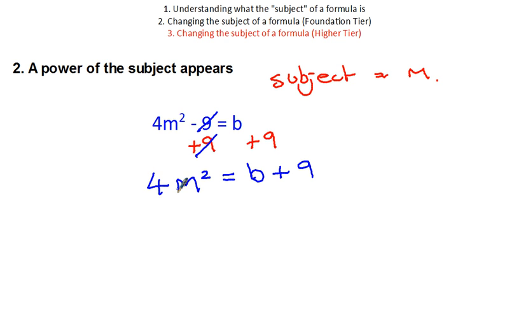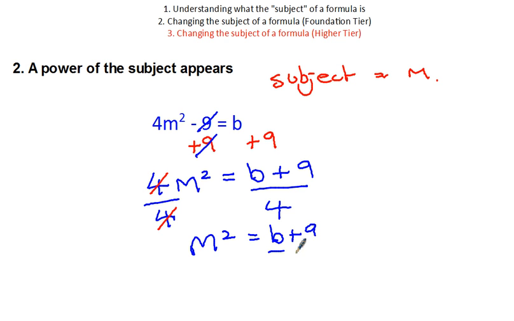So now we want to get rid of this 4. The 4 is currently multiplying the m squared. The reason we don't get rid of the squared first is because the squared isn't squaring the 4, it's just squaring the m. So we divide by 4, divide by 4, and then these will cancel as usual. So we have m squared is equal to b plus 9 over 4.